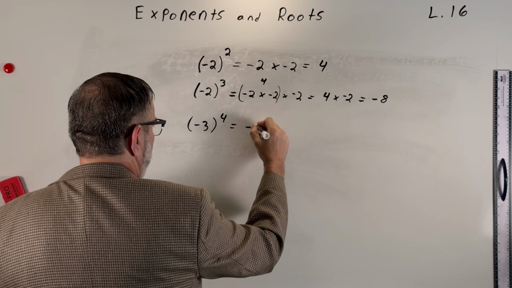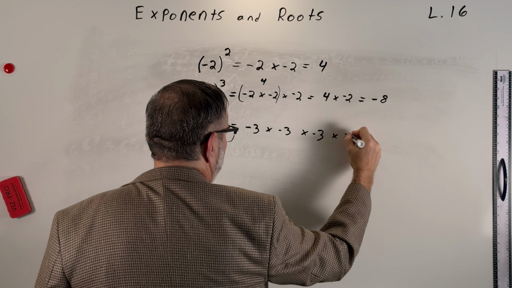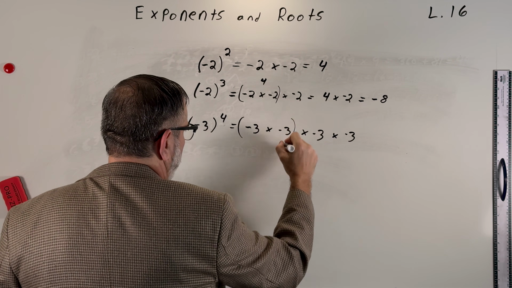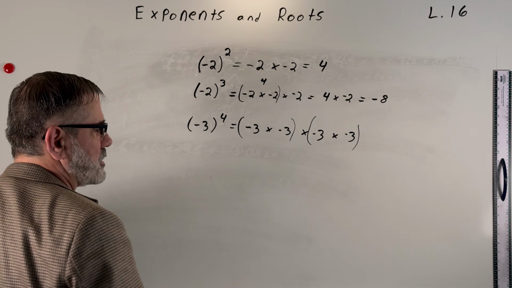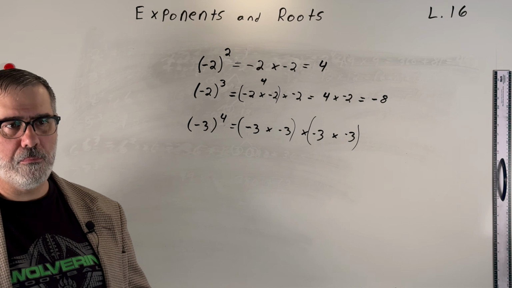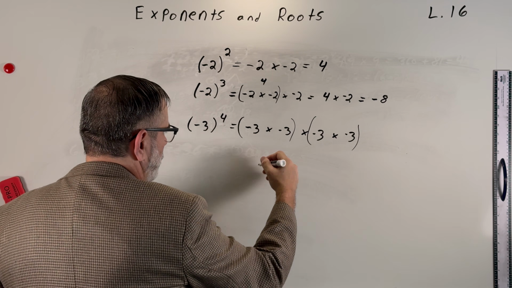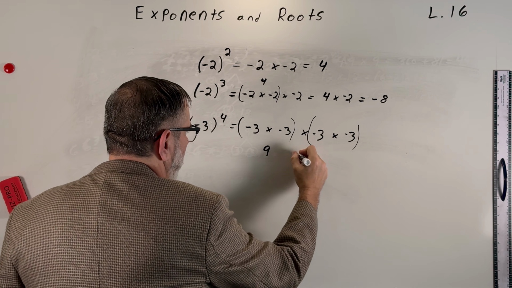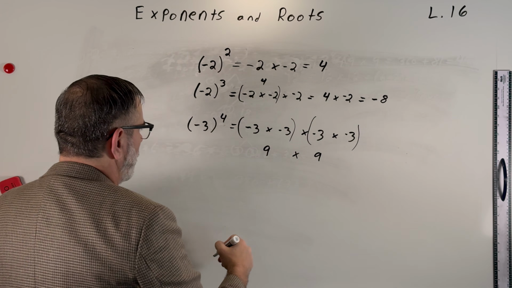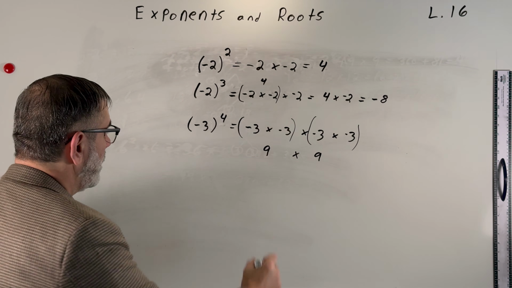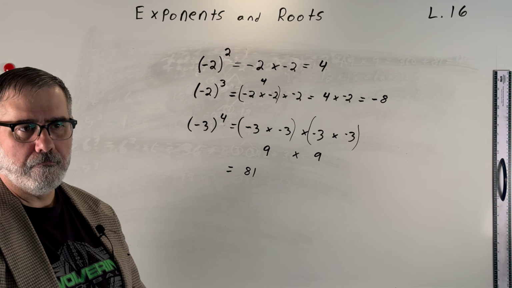So this is minus 3 times minus 3 times minus 3 times minus 3. We can group these like so. Minus 3 times minus 3, it's a negative times a negative. We know that's going to be a positive, yes? And it's going to be positive what? 9, because 3 times 3 is 9. So here we get a 9 times, and this is the same thing we just did, so this is also 9. And so minus 3 to the 4th power is equal to 81, because 9 times 9 is 81.